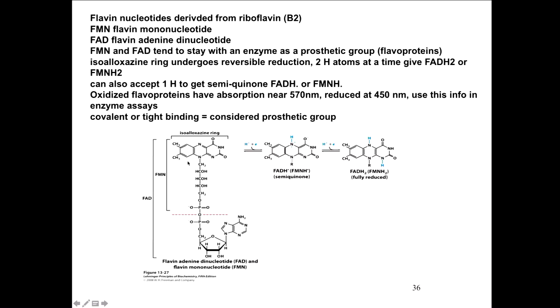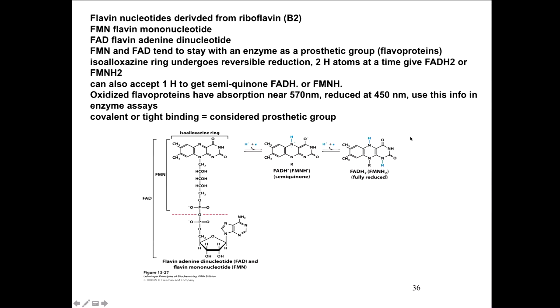And what happens in this ring structure? Again, this can accept electrons with accompanying protons. So we have this structure. It gets reduced, and it gets reduced again. So in this case, we actually can have multiple reduced forms. We can have what's called a semiquinone or the fully reduced molecule. So we can have an FAD dot or FMNH dot like this, or we can add in another electron and proton, and have the FADH2 or FMNH2.